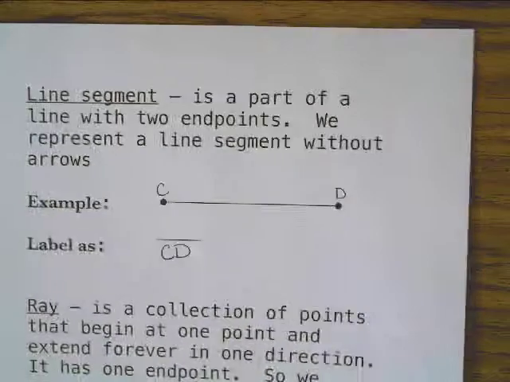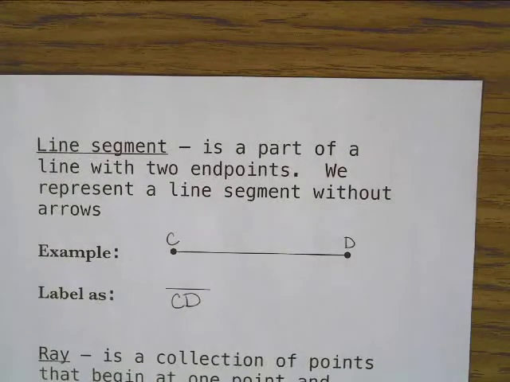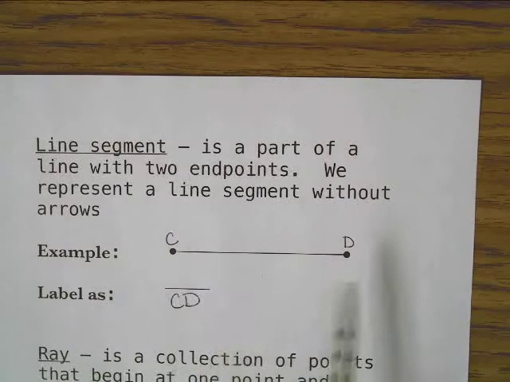All right, so then the next one is a line segment. A line segment is a part of a line with 2 endpoints. So it has a beginning and an end point on each side. We represent a line segment without arrows. So we would represent it with that simple line above it, and we do the start and the end. So our 2 letters are the 2 points that make our line segment. So this line segment is line segment CD.